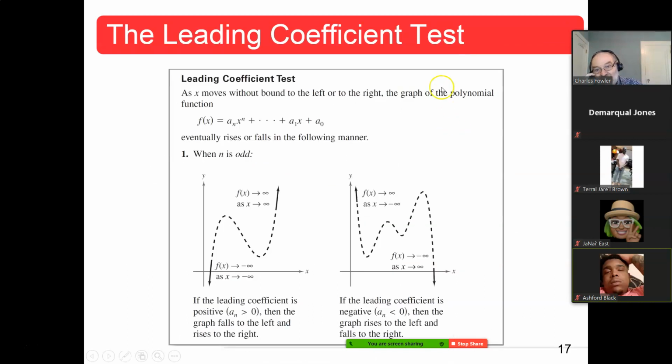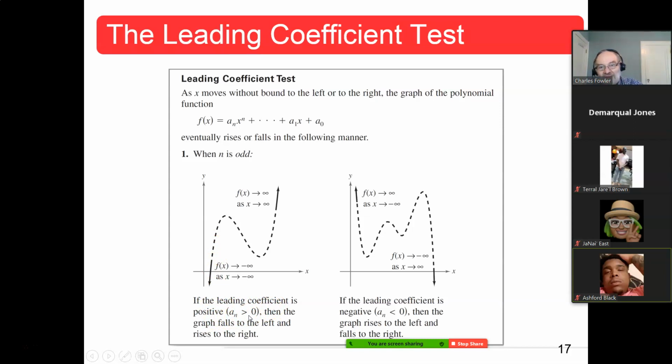But when n is odd, either the function is heading south to the left, north to the right, it's going one of those directions. If the n is odd, that means it's going in an opposite direction, one to the left, one to the right. Here's how we express this. As x is going very, very, very large negative, f of x is also going very, very, very large negative. If x is going very, very large positive, f of x is also going very, very large positive. When is this true? Anytime the leading coefficient is positive.